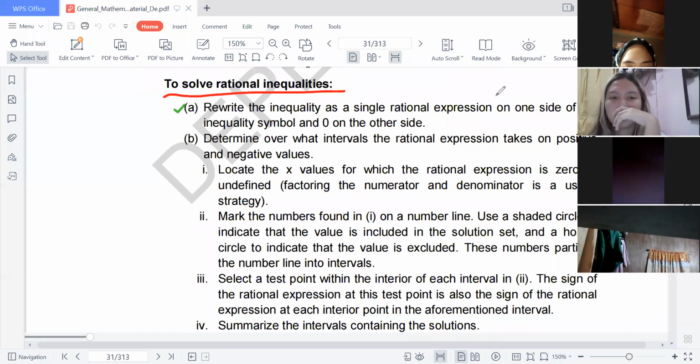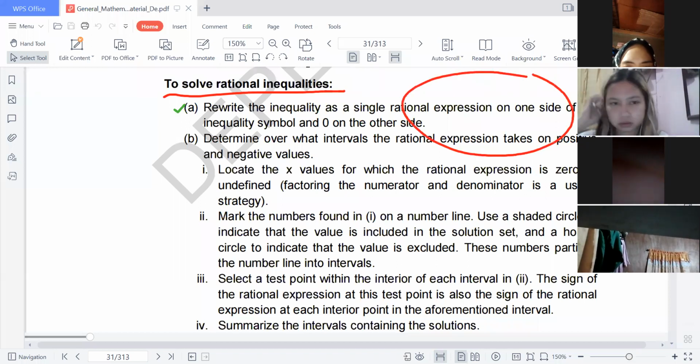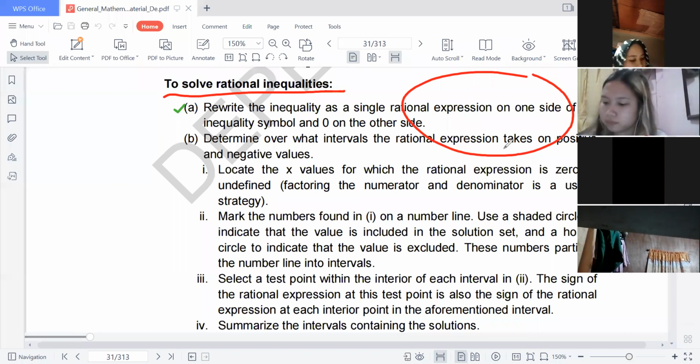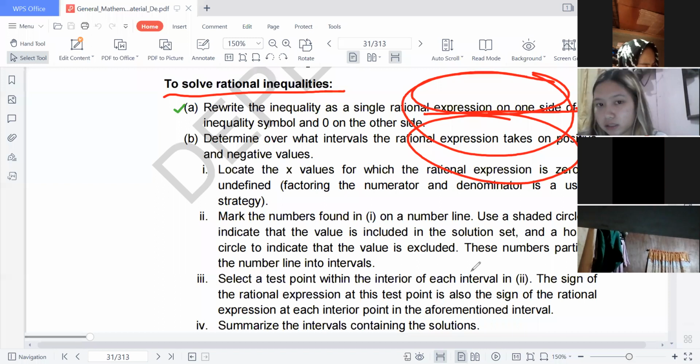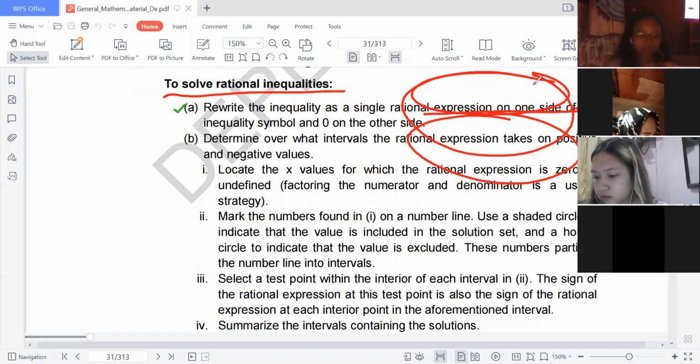It should be written this way. It should be one rational expression, for example less than or equal to, and here must be 0. The right side is 0, and the left side of your inequality is one rational expression. If you say one, it means one numerator and one denominator. I will repeat: only one numerator and one denominator.